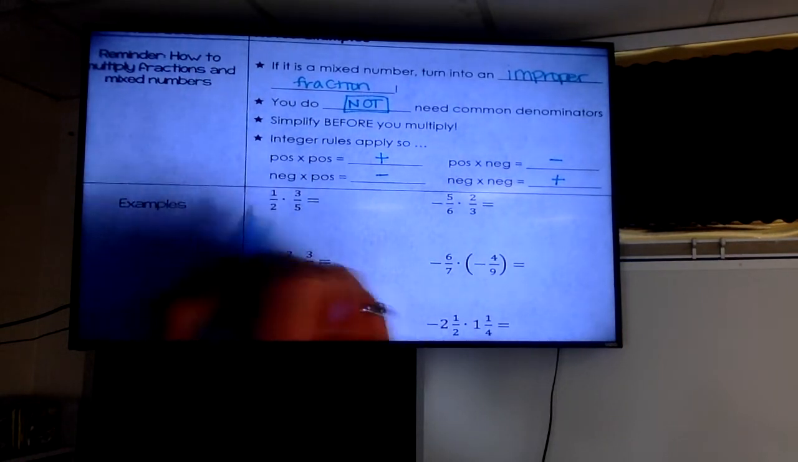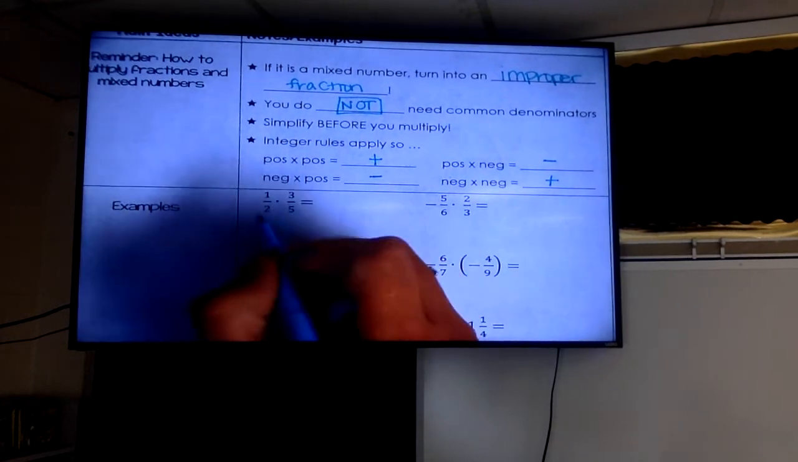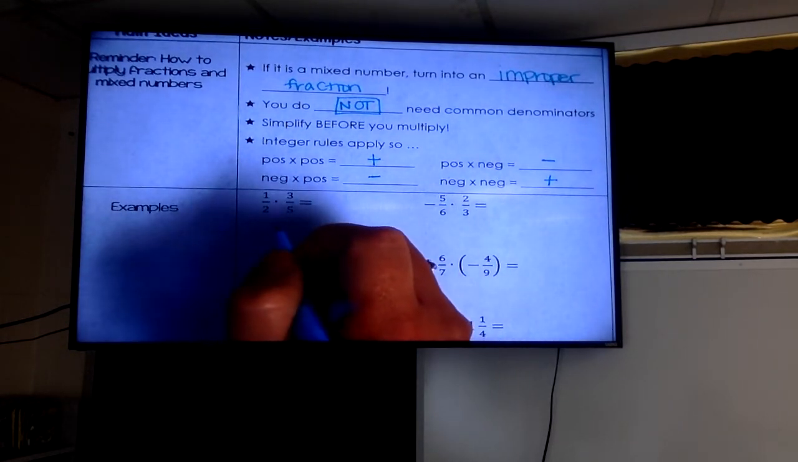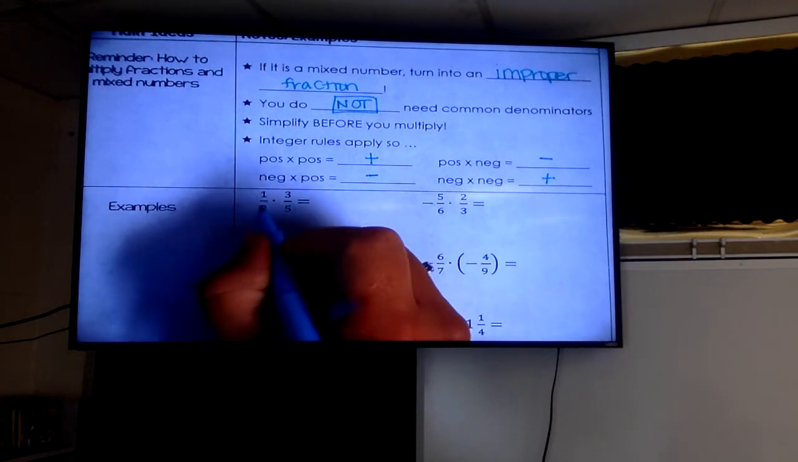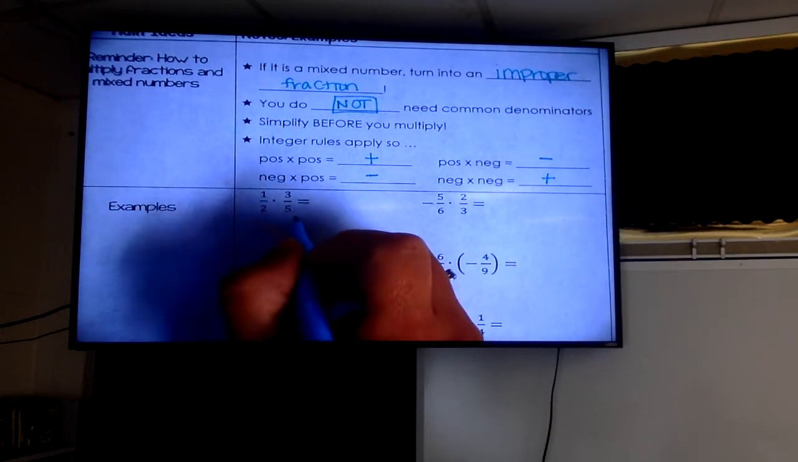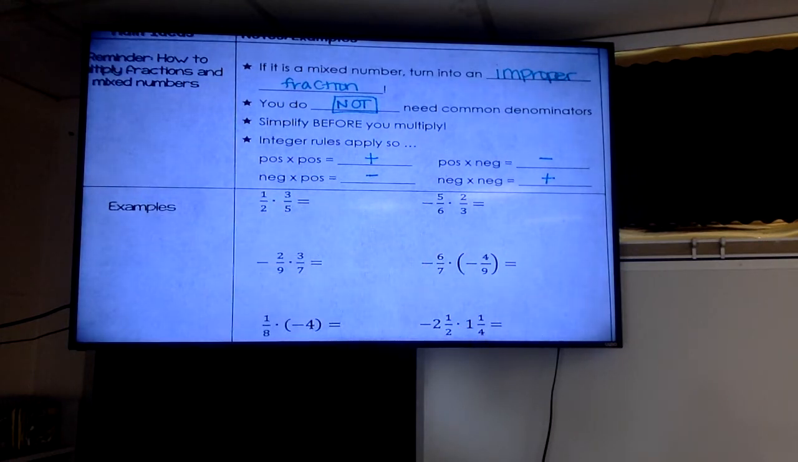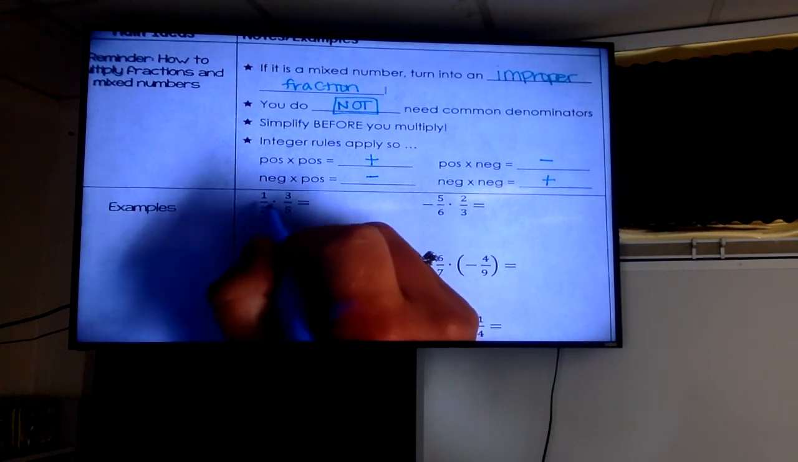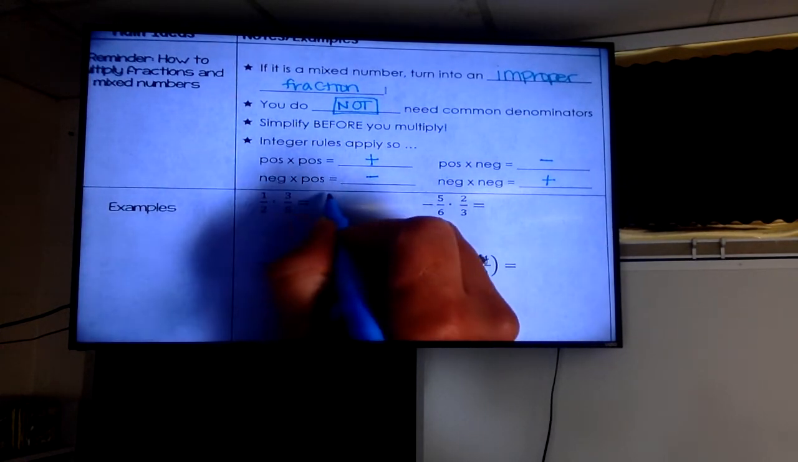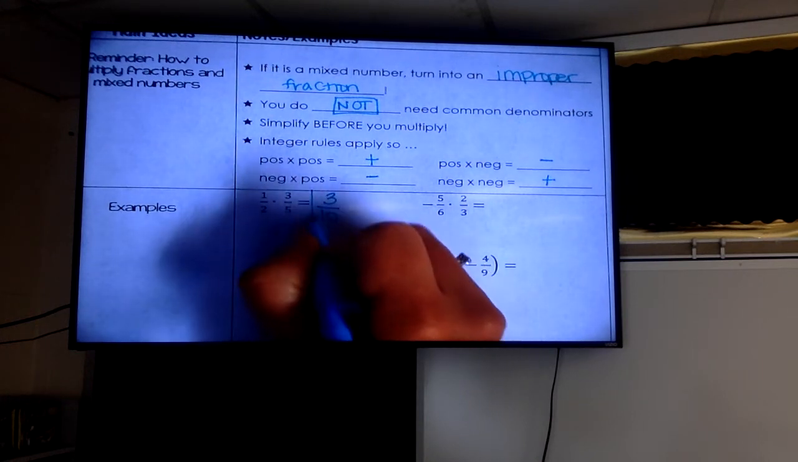So here's a very simple one. This is from like 5th and 6th grade. So 1/2 times 3/5. Okay. No common denominator needed, no mixed numbers in this one. So I'm going to simplify before you multiply. So that's when you check any numerator with any denominator. It does not have to be diagonal. It can be top and bottom. It just has to be a numerator with a denominator. In this case, I don't see anything I can simplify, so I'm just going to say 1 times 3 is 3, and 2 times 5 is 10. So my answer here is 3/10.